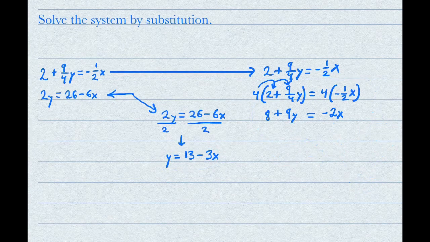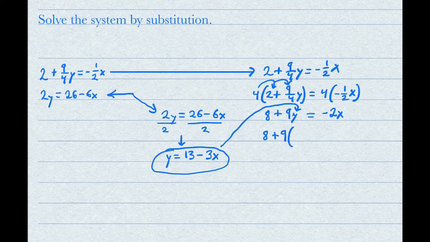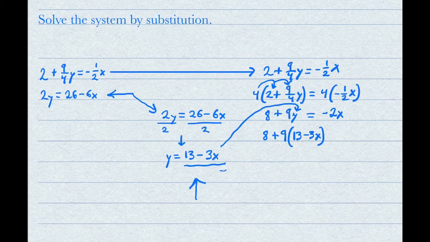We've gotten rid of the fractions for this first equation, so now we're going to take this y equals expression, and we're going to plug it into this y term right here. So when you do that, you have 8 plus 9, and instead of y, you have 13 minus 3x in parentheses. And that's because this expression tells you that y is 13 minus 3x. So you're substituting this part into the y term, which is what you get down here. Bring down the -2x on the right side.